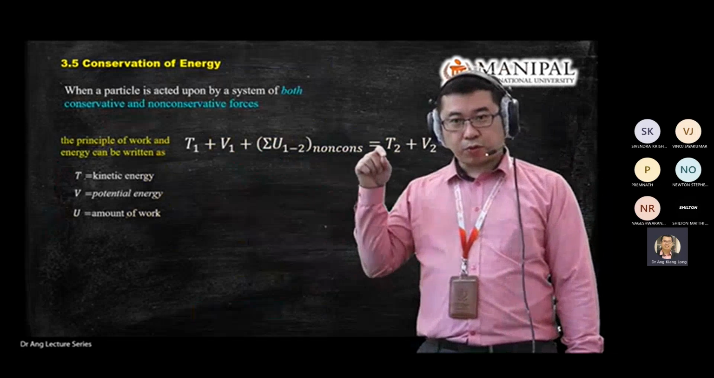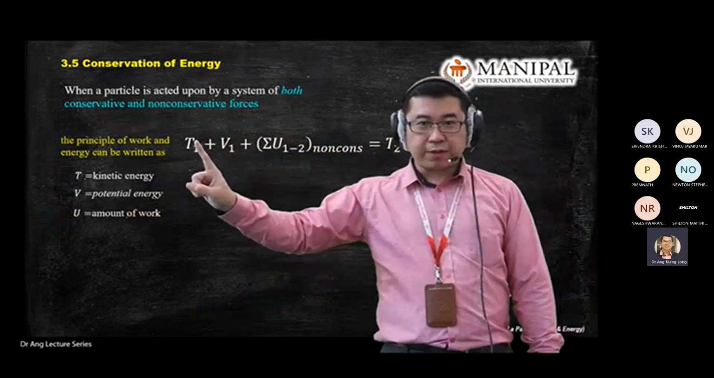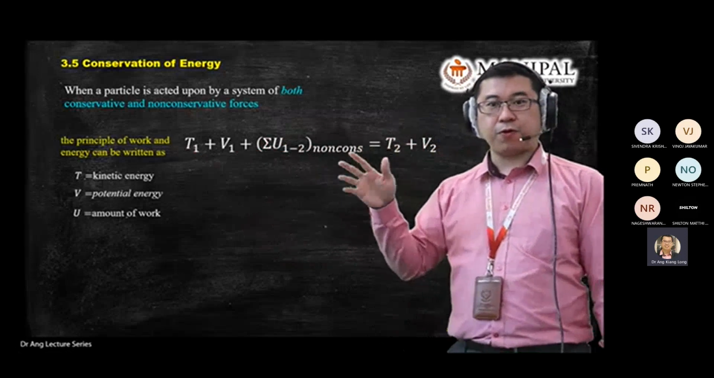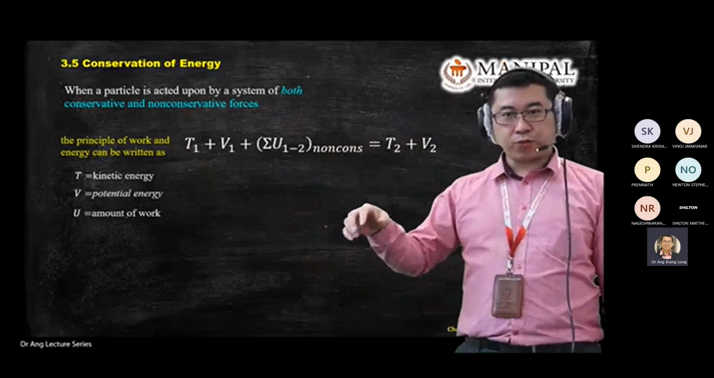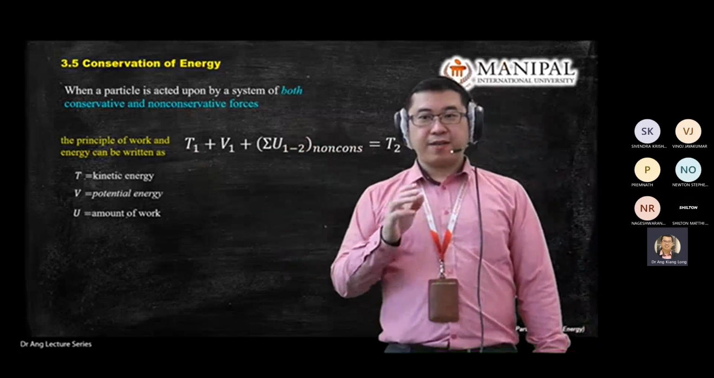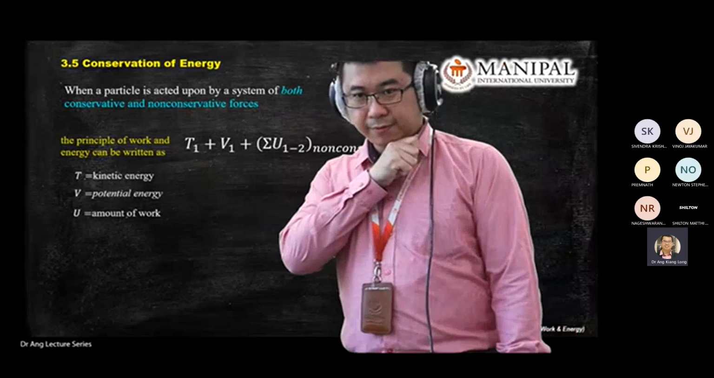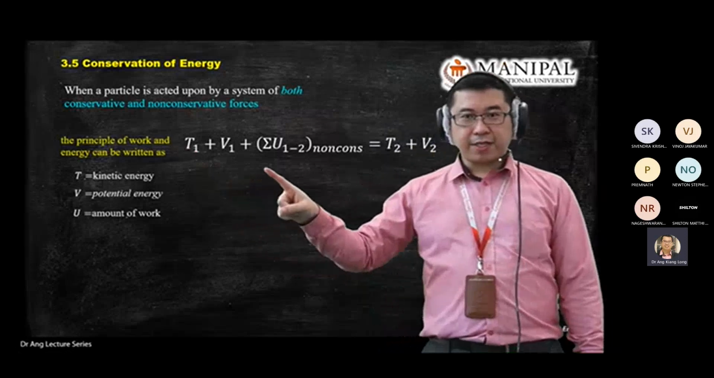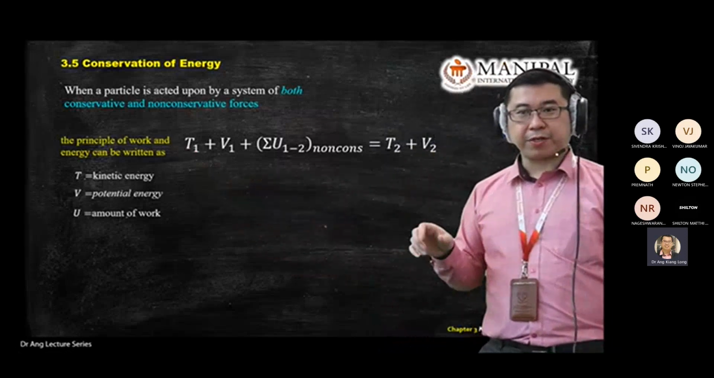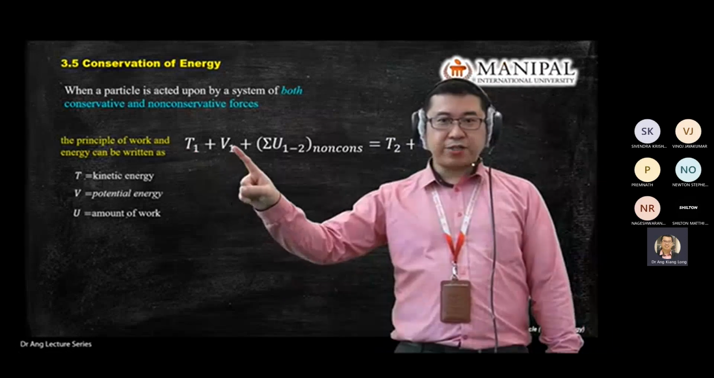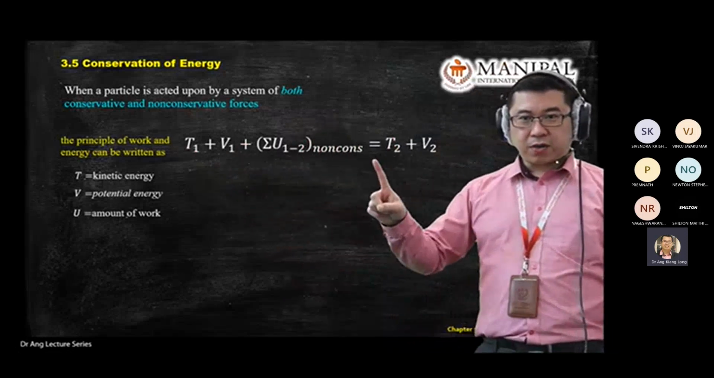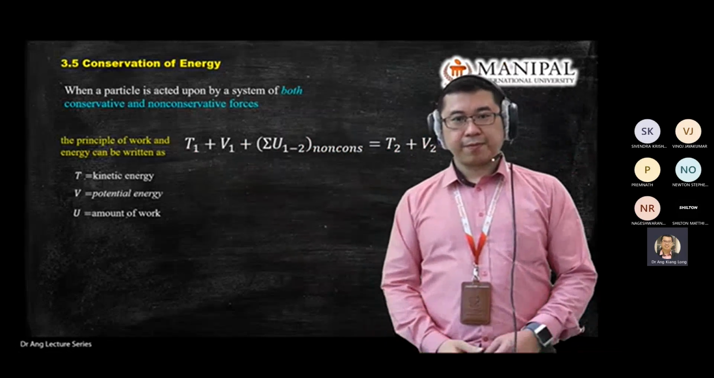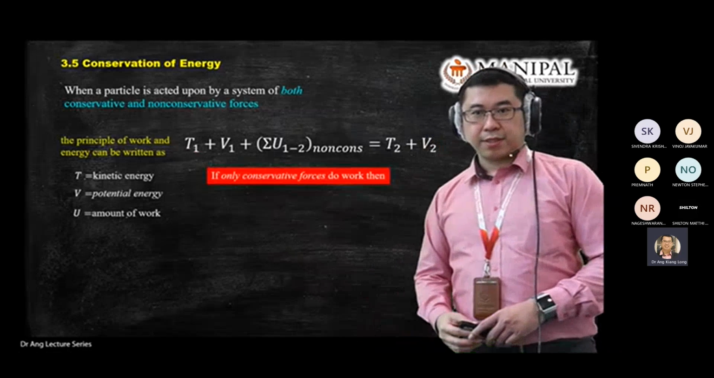Before today's lesson, you learned about T1 plus work equal to T2. This is before today's lecture. After today's lecture, when you solve equations in the test or final exam, this is the complete equation we expect when you solve a chapter 3 question. Kinetic energy plus potential energy plus work equal to the final kinetic energy plus potential energy. Right?